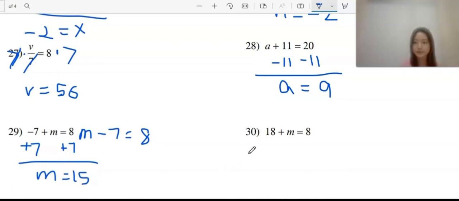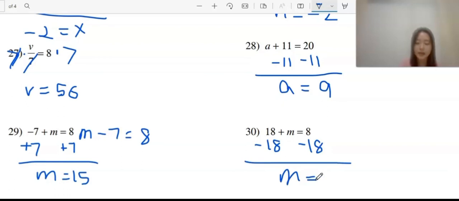So last question. 18 plus m is equal to 8. 18 is added. We want to undo that process. We only want m. So we subtract 18. Do it on both sides. That makes m equal to 8 minus 18, which is negative 10.